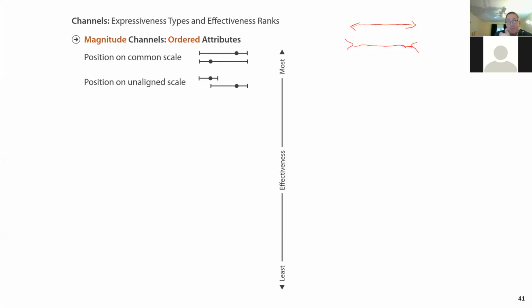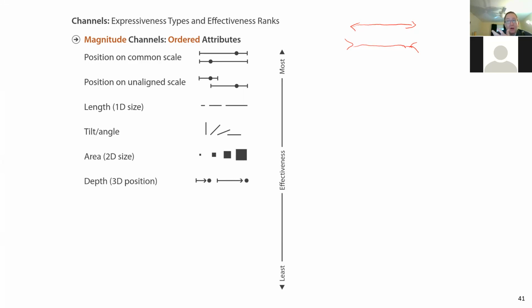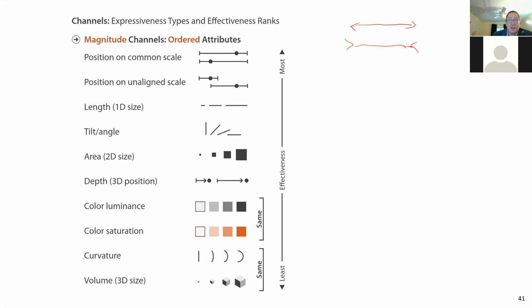Position on the common scale is the most effective. Position on unaligned scales, second most effective. Then we start talking about length in 1D, like the length of something. Then you're talking about tilt. Then you're talking about area. It's getting worse. We're talking depth, how in 3D, how far away it is. If you're trying to encode that in 3D, pretty terrible. Color and luminance, it gets even worse. We're talking about scale, right? If I'm trying to say this is us being able to discern the differences, we get worse if we start using color. And if we start using curvature and volume, we're terrible. Don't even bother.